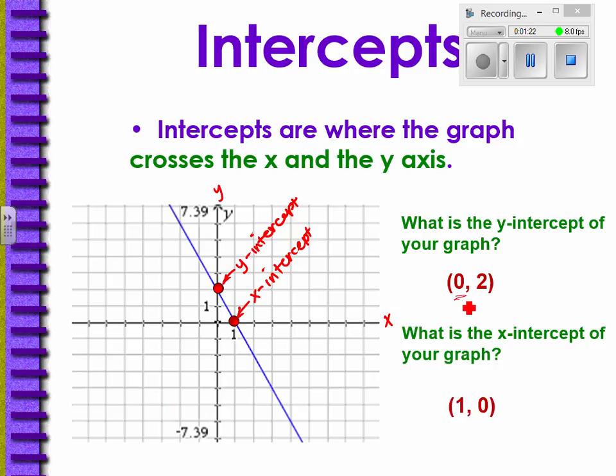Notice that intercepts have 0 as one of the coordinates of the ordered pair, and that will always hold true, because for it to be an intercept, it means you did not move up or down if you're looking at the x-axis, or you didn't move side to side if you're looking at the y-axis. So one of those will always be 0. So learning which one's 0 will be very important with intercepts.